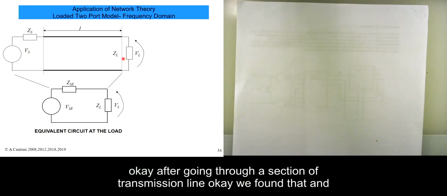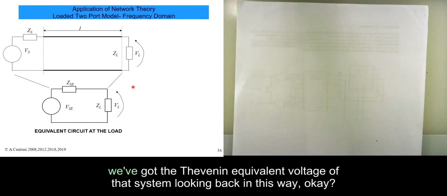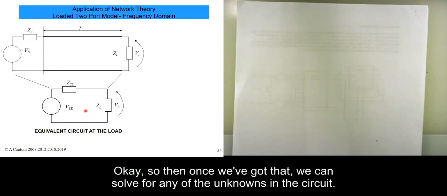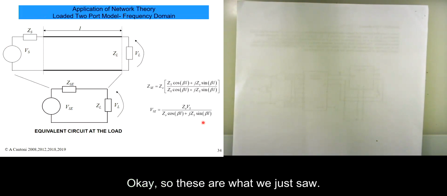We've found that, and if this was an open circuit, we found now this VSE, which is the Thevenin equivalent voltage of that system looking back in this way. So we found those two things. Then once we've got that, we can solve for any of the unknowns in the circuit. So we can solve for VL and IL given a particular load. Is that clear? So these are what we just saw.